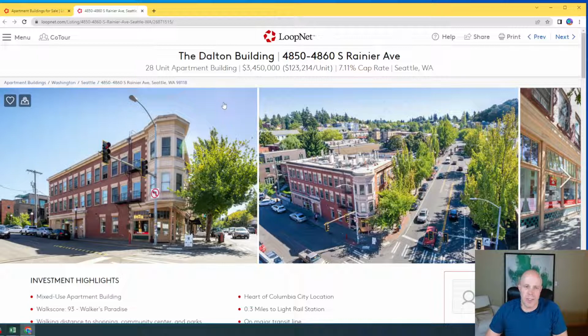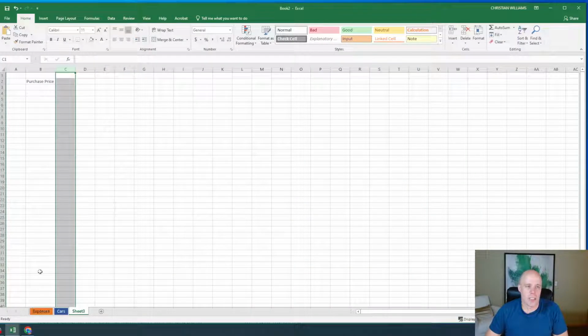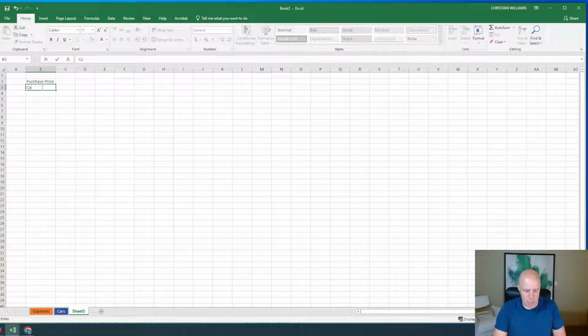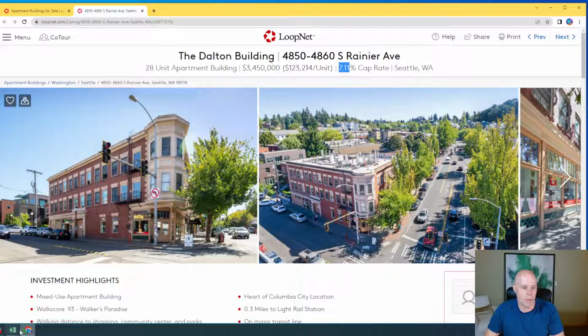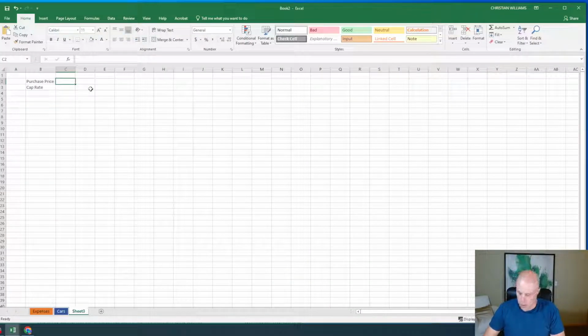This guy's for sale. If their numbers are accurate, you don't know for sure that they are, but if they are accurate, $3,450,000 will get you this unit, and they have a 7.11% cap rate. And you're like, well, what does that mean, Mr. Williams? We're going to find out here in just a second. So purchase price, I'm going to type that there. I'm going to type cap rate here, and that's short for capitalization rate. So we're going to go ahead and say purchase price, and I'm just going to type in that dollar amount, which was $3,450,000.